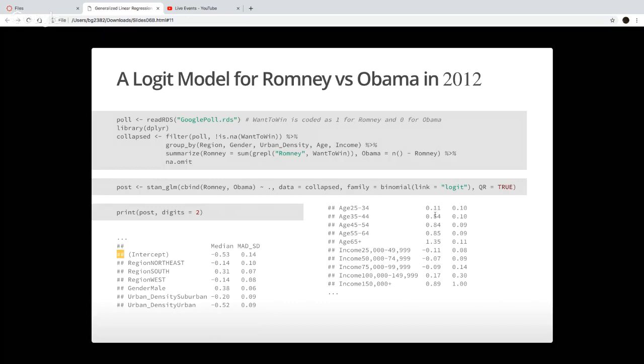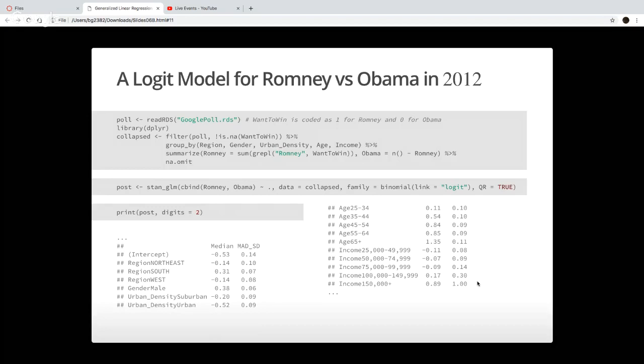You can see there's sort of an upward trend in the posterior medians as you go from poorer people to richer people in terms of their support for Romney. It's for older people, yes, but also for rich people, there's a trend in both cases. But there's not that many people earning 150,000 or more in this data set, and so that coefficient is estimated pretty imprecisely.